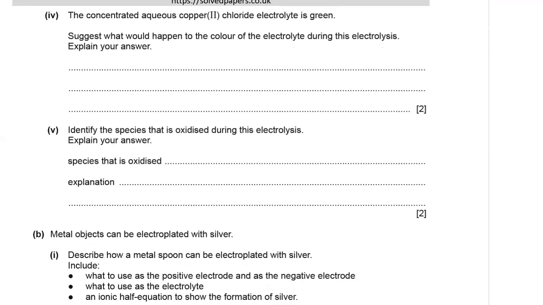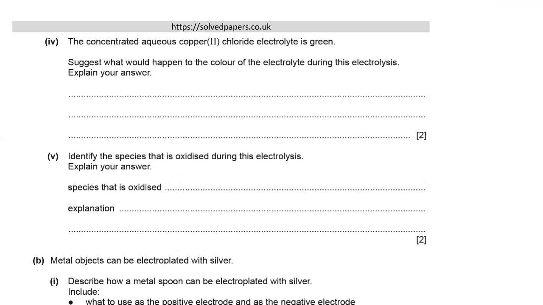Part 4. The concentrated aqueous copper 2 chloride electrolyte is green. Suggest what would happen to the color of the electrolyte during the electrolysis. Explain your answer. The green color fades away.